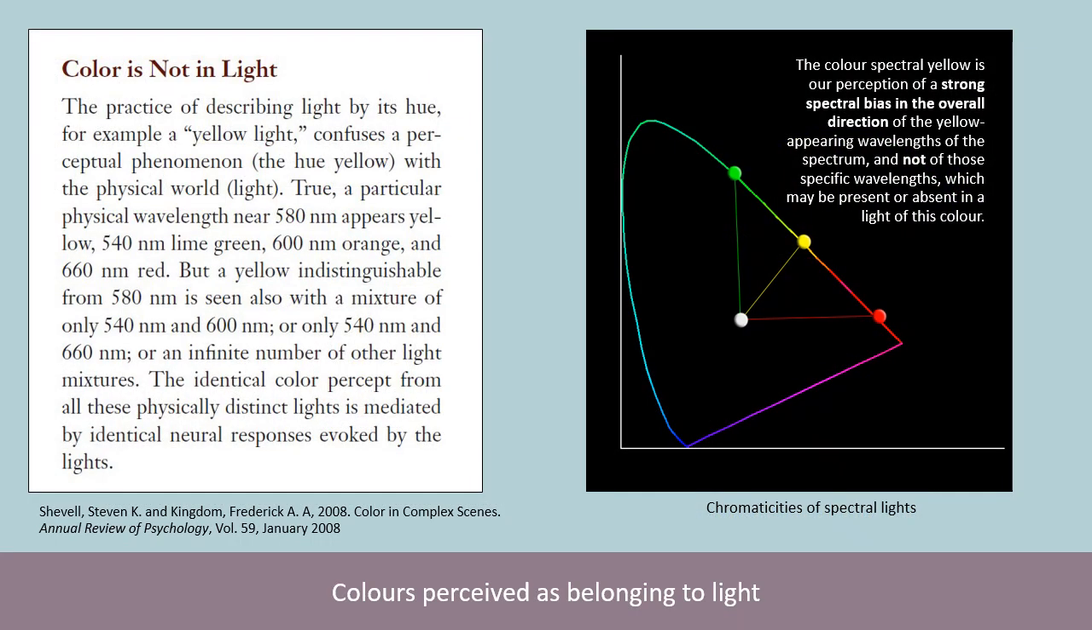The saturated yellow colour that we perceive as belonging to the yellow appearing wavelengths of the spectrum is also evoked by mixtures of longer and shorter wavelengths that completely lack these wavelengths. This saturated yellow colour is a perception not of those specific wavelengths as such, but of a strong bias in spectral composition in the overall direction of those wavelengths.